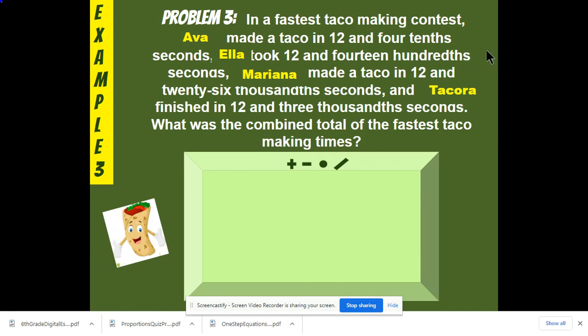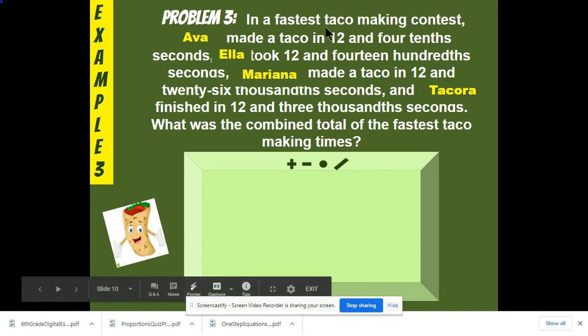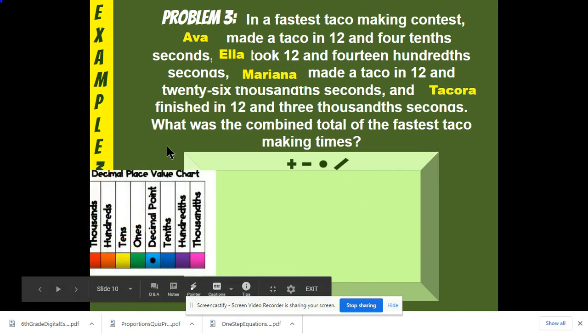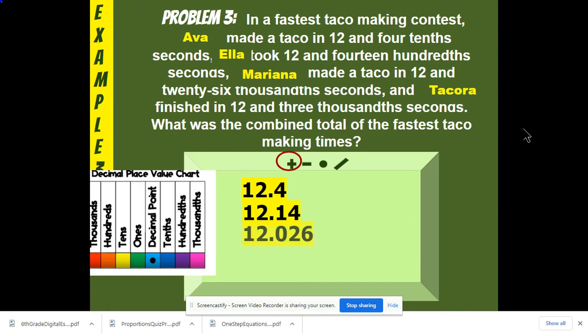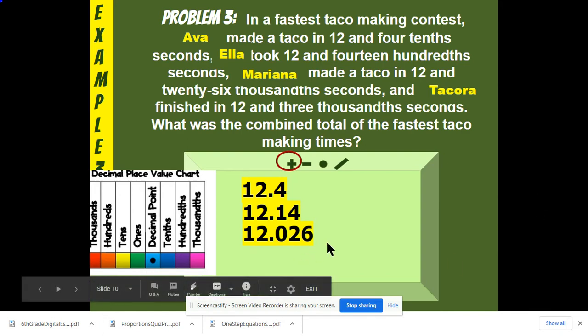So I need to translate these. You know, you might want to refer to your place value chart here. But combined total, that kind of tells me that I'm going to add them. So I need to translate them first. So Ava, 12 and 4/10 would look like this. Ella, 12 and 14/100. Mariana, 12 and 26 thousandths.